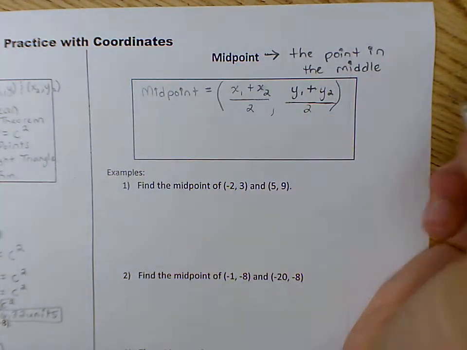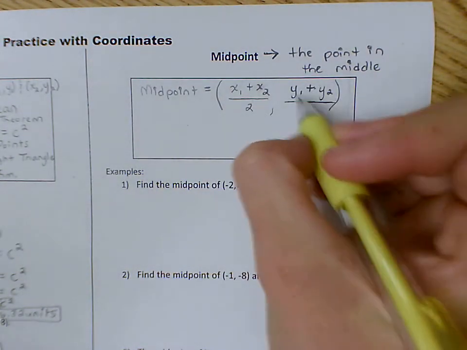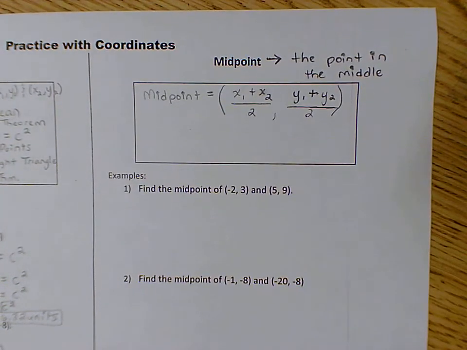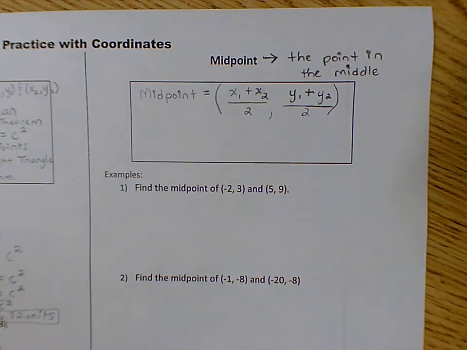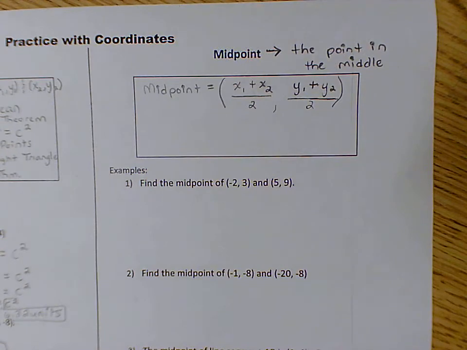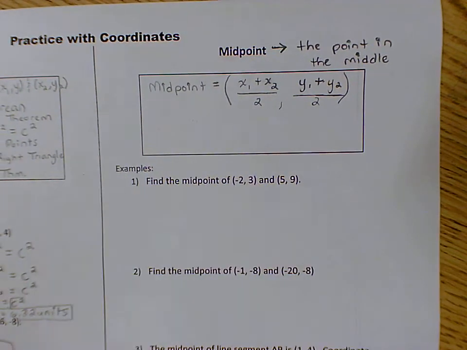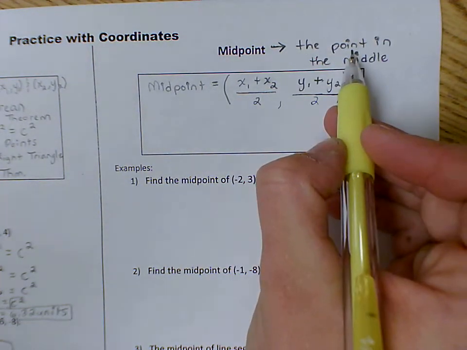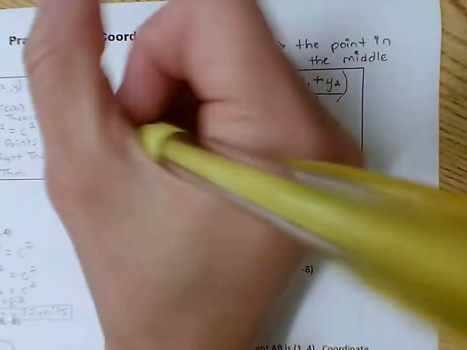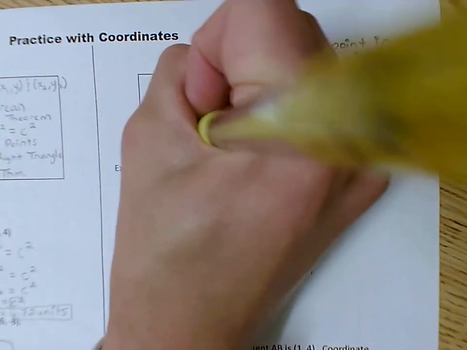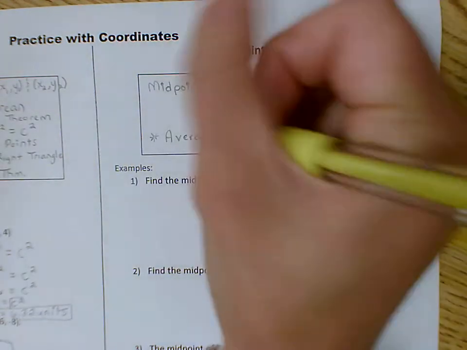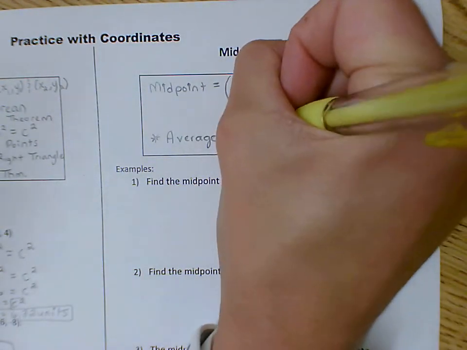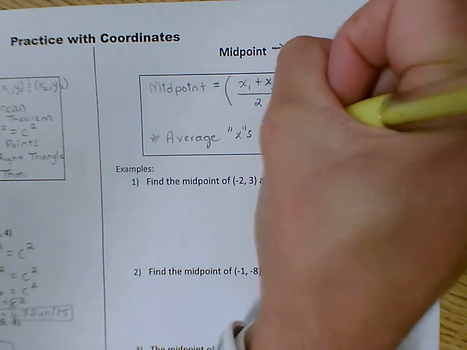Now, why is that? Why do you add the x's and divide by 2 and then add the y's and divide by 2? Think about your grades. If you were trying to find the middle of your grades, typically we would average your grades. Well, what does average mean? That means you add them up and then you divide by however many they are. So what we're doing here is we're finding the middle of 2 points. And so essentially you average the x values. So you average your x's, and then you average your y values.